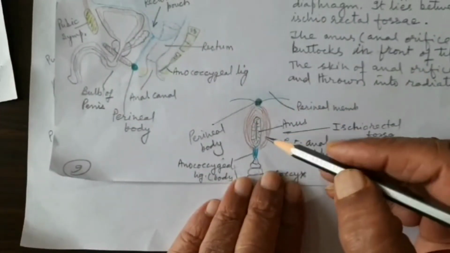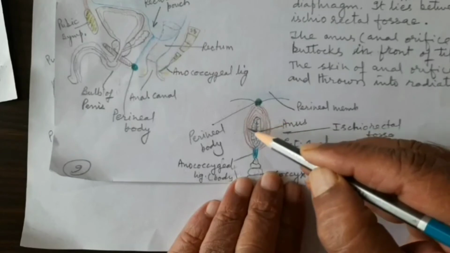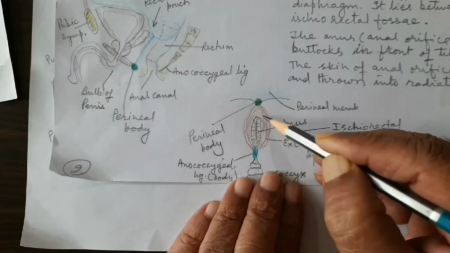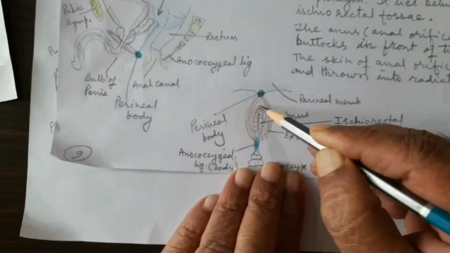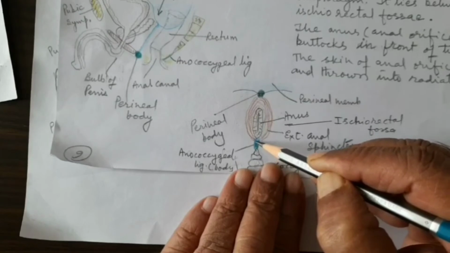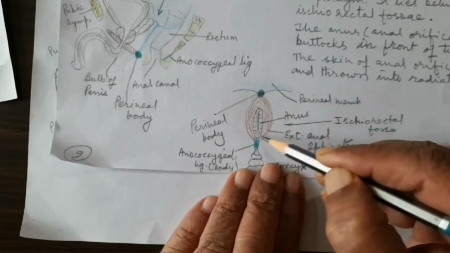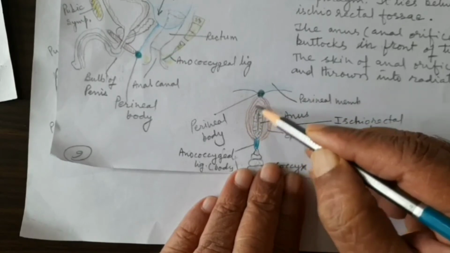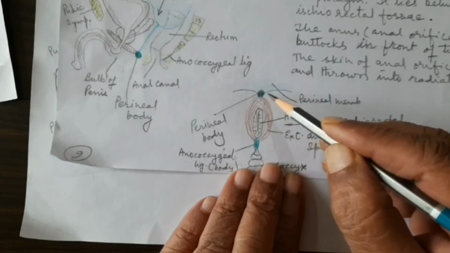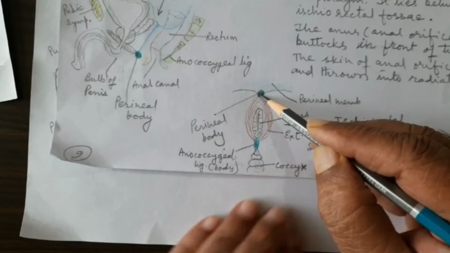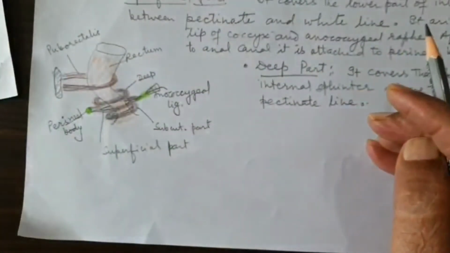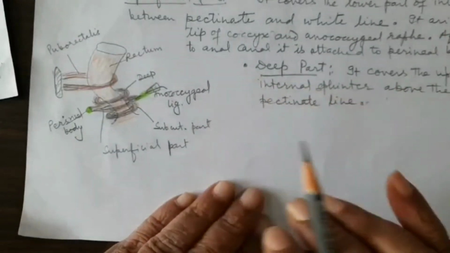So in this diagram also you can see the presence of this superficial part of the external anal sphincter. One was the subcutaneous part, without any bony or ligamentous attachment, completely surrounding the anal opening. But this part, which takes origin from the anococcygeal ligament, has fibers that wind round from the right and left side, and then get attachment here to the perineal body. So this is the superficial part of the external anal sphincter.